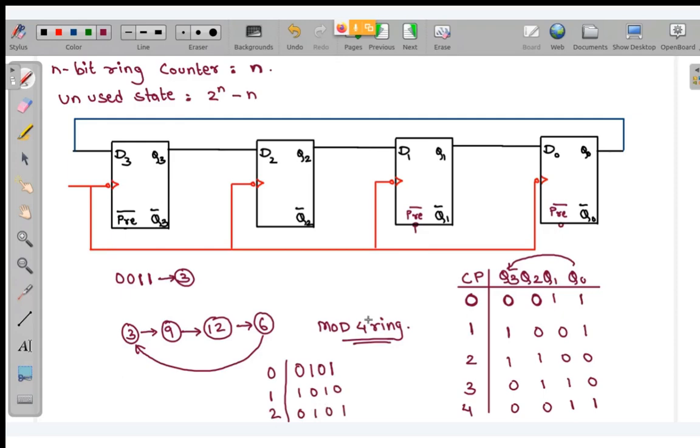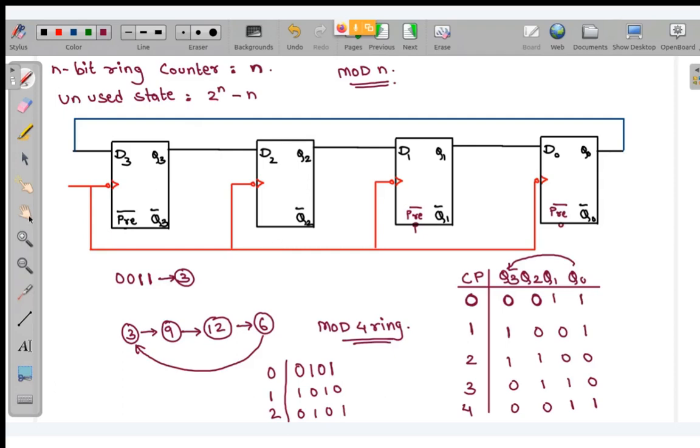So the maximum counting state for an n-bit ring counter will be n, or else you will have fewer than n used states. So are you getting the point of what I am trying to say? Are you getting the point?